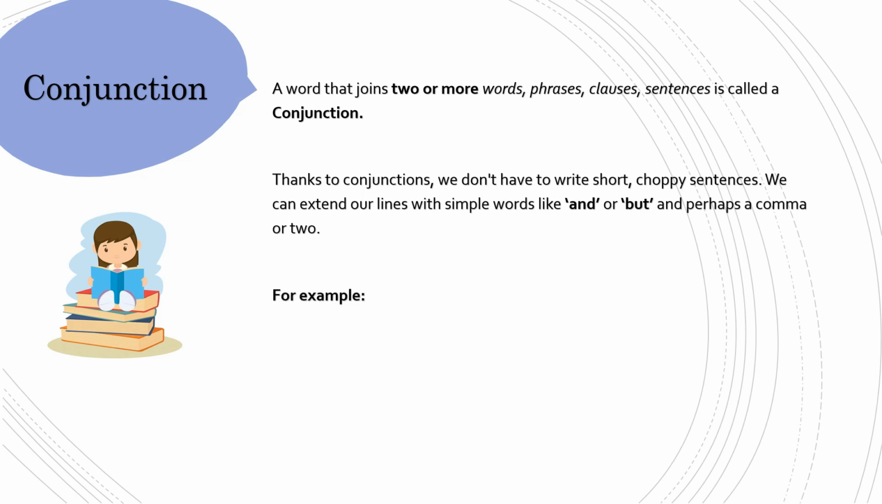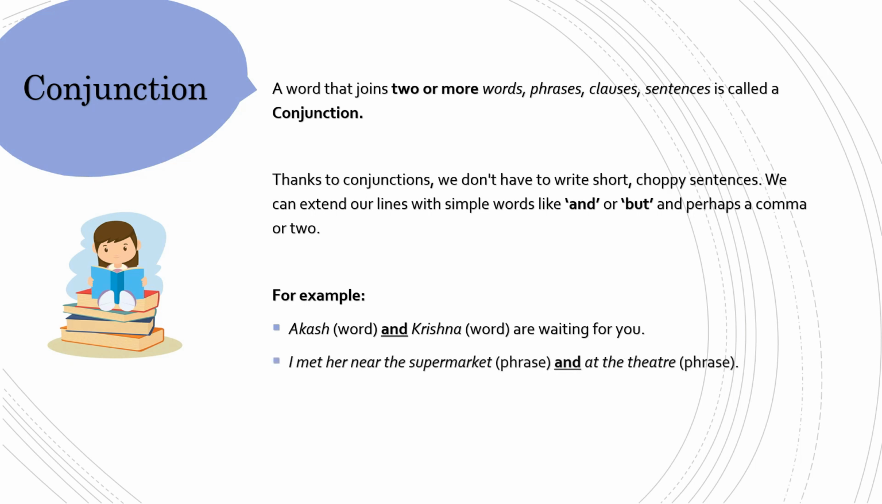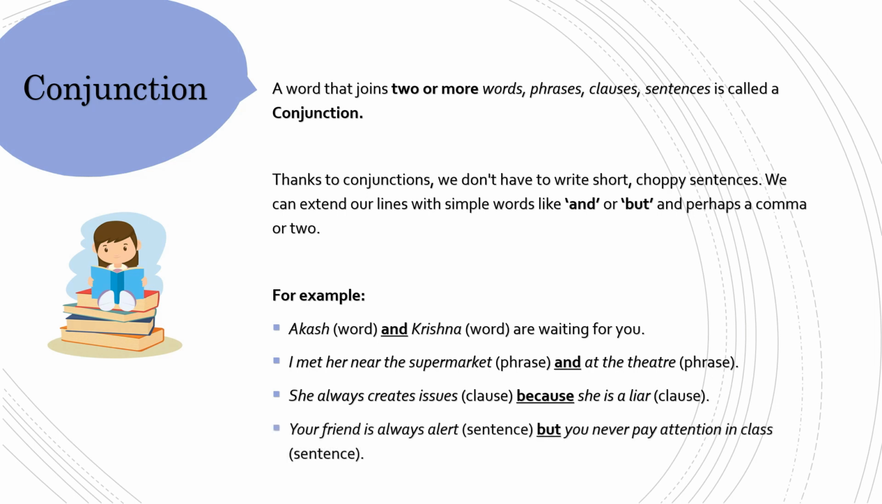For example, Akash, word, and Krishna, word, are waiting for you. I met her near the supermarket, phrase, and at the theater, phrase. She always creates issues, clause, because she is a liar, clause. Your friend is always alert, sentence, but you never pay attention in class, sentence.